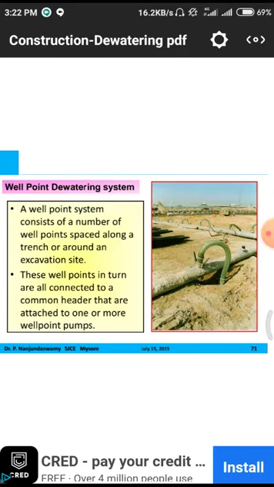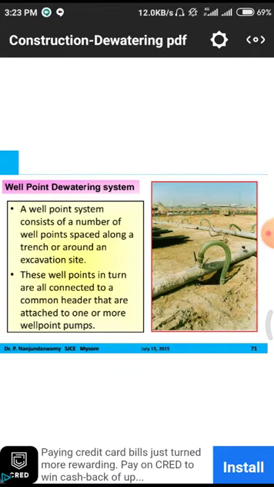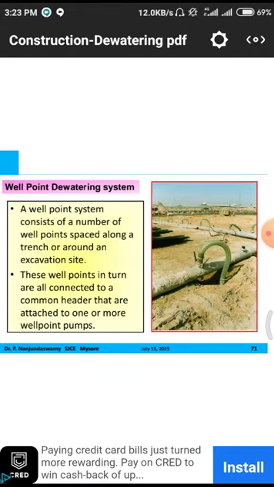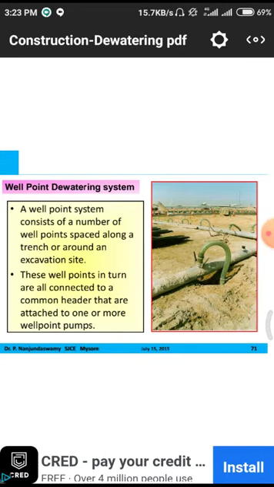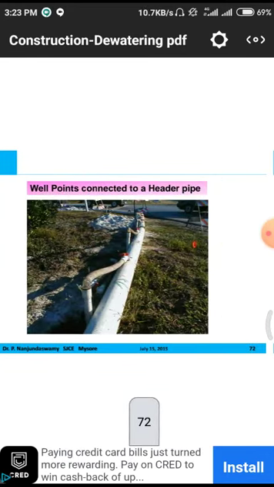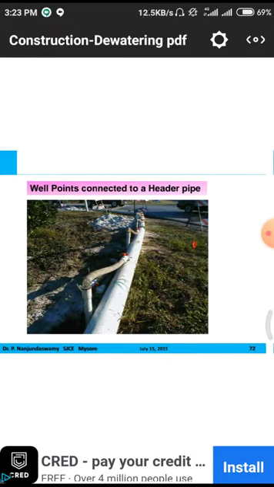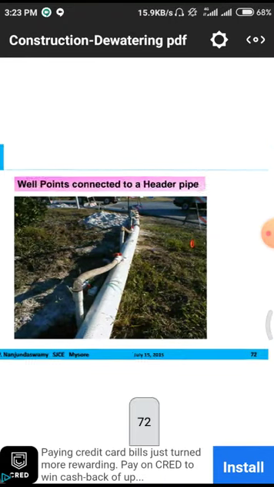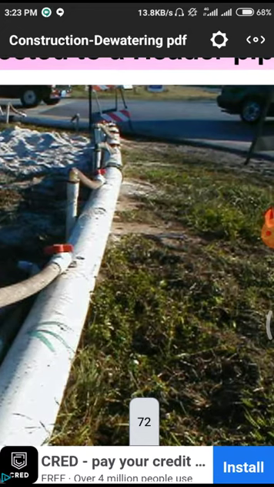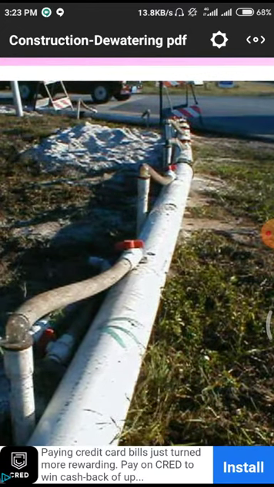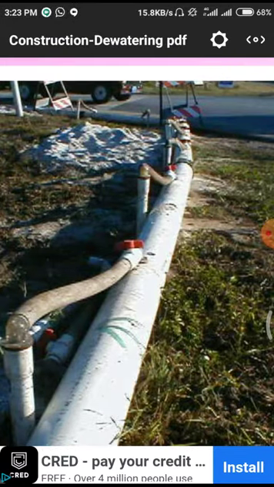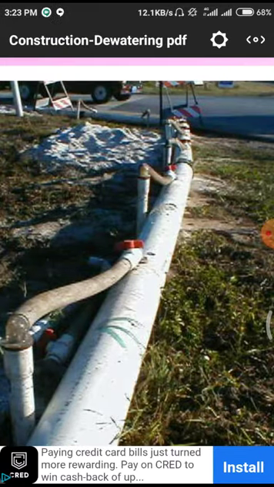The well points are connected to a common header, attached to one or more well point pumps. All those well point pumps are attached to the main head pump. This is also another example of the riser pump and connected pumps. In this particular figure, we have these valves for the flow transferring mechanism, and pressure gauges also, so we have to use these pressure gauges under these conditions.